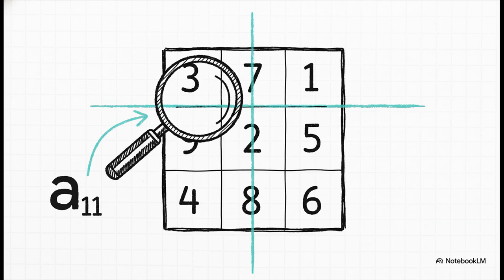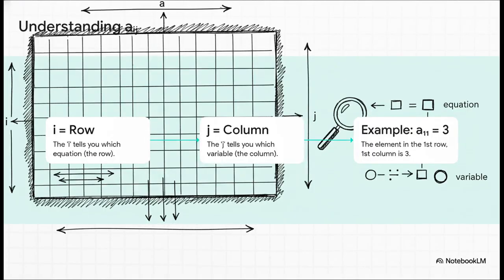It's not just a random 3 floating around. It's an element in a very specific spot. And we have a neat little way to label that spot. We call it a sub ij. So what does that even mean, a sub ij?